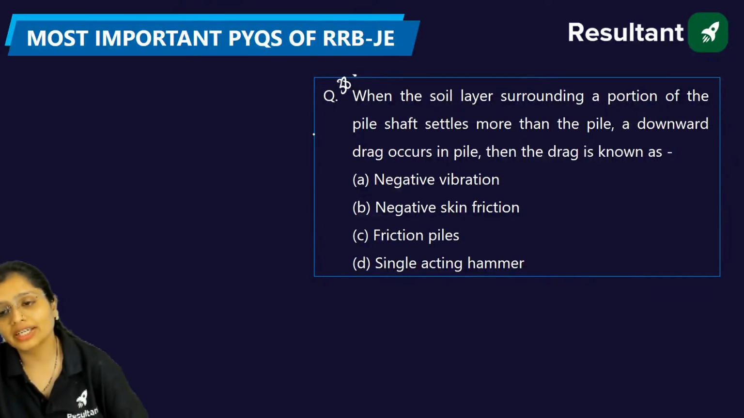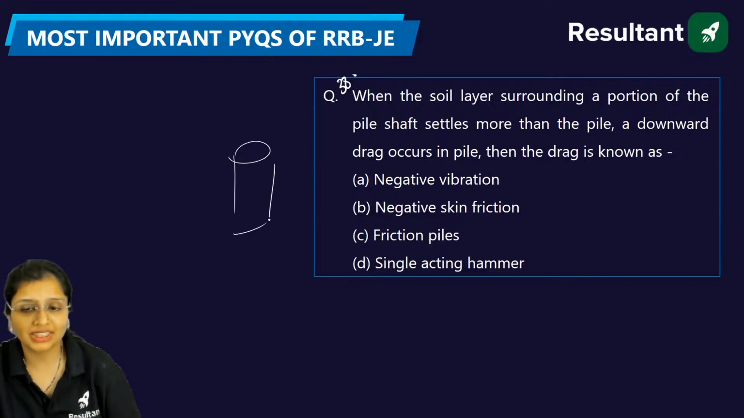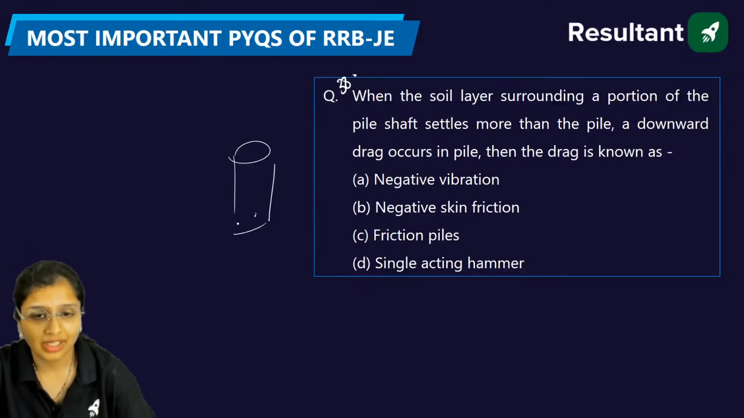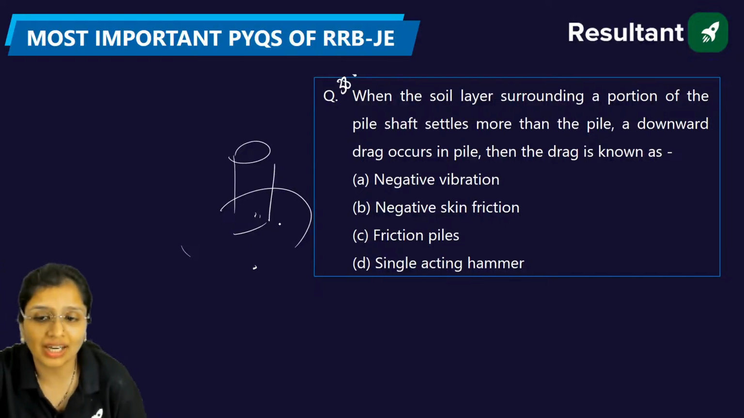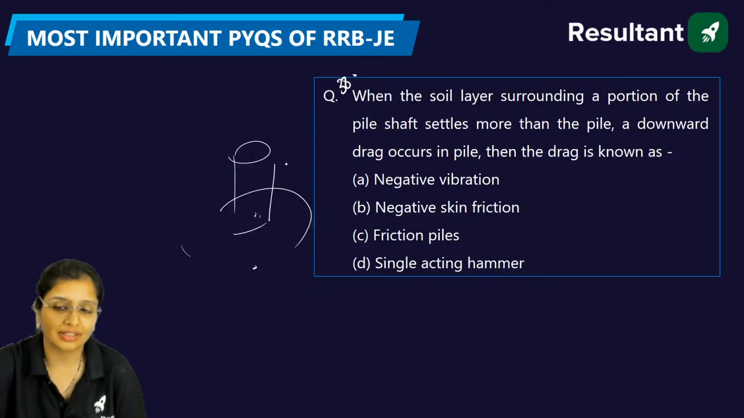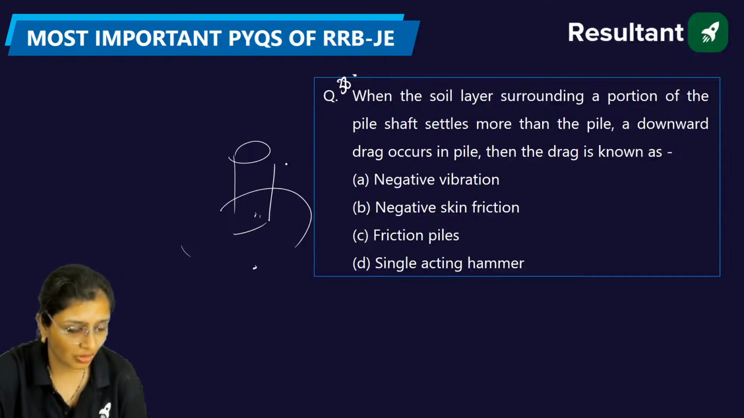When the soil layer surrounding a portion of the pile shaft settles more than the pile, so the surrounding soil is settling more as compared to the pile, a downward drag occurs. What do you call that drag?